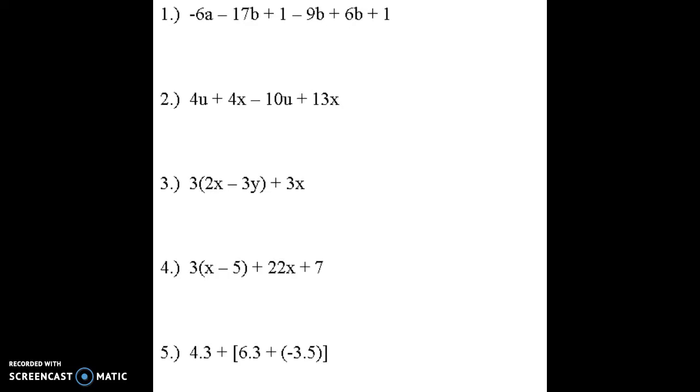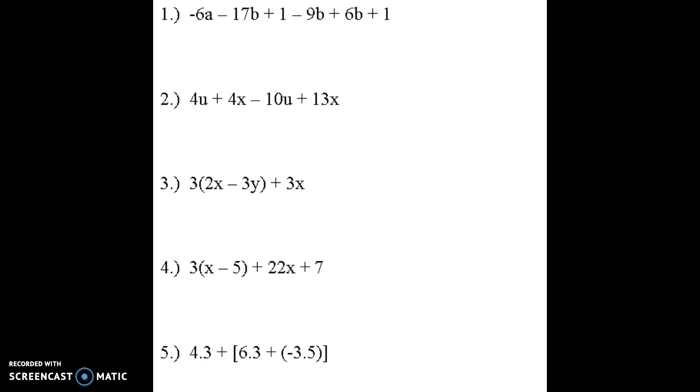Expressions and Equations Study Guide. Number 1, we are simplifying the expressions, use the distributive property if needed, and then combine like terms. So negative 6a minus 17b plus 1 minus 9b plus 6b plus 1.